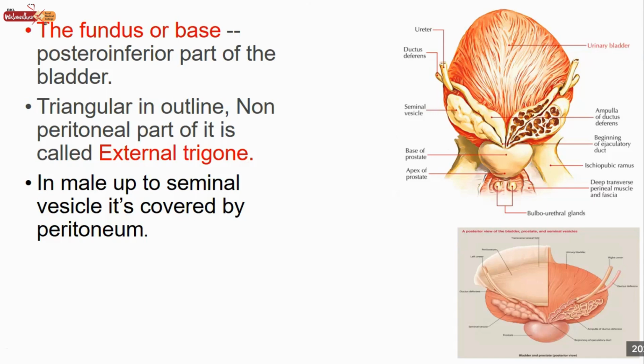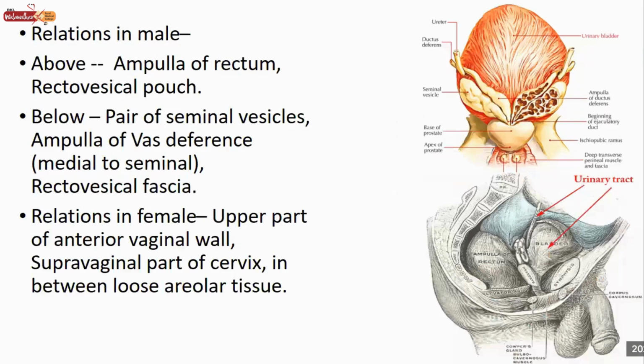As you can see in the lower picture, the upper part will be covered by the peritoneum. The part which is not covered, or non-peritoneal, we call the external trigone. As there is an external trigone, there is an internal trigone, which we'll see in the interior. So these are the relations in the male.